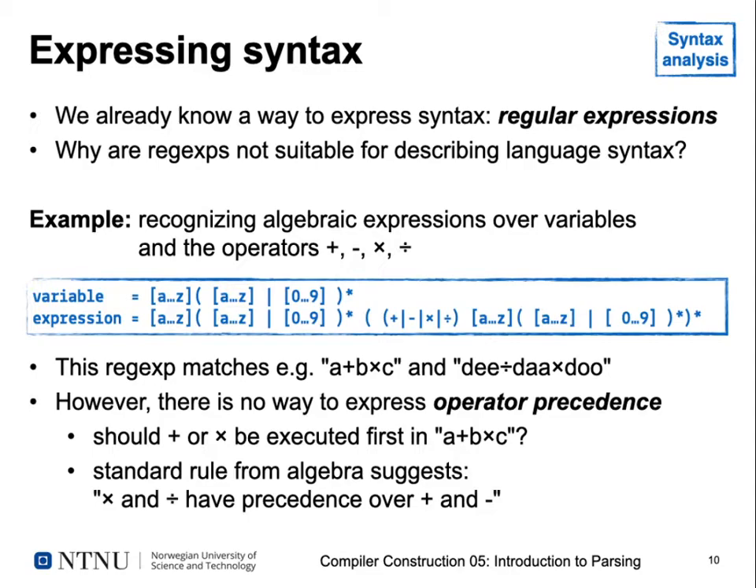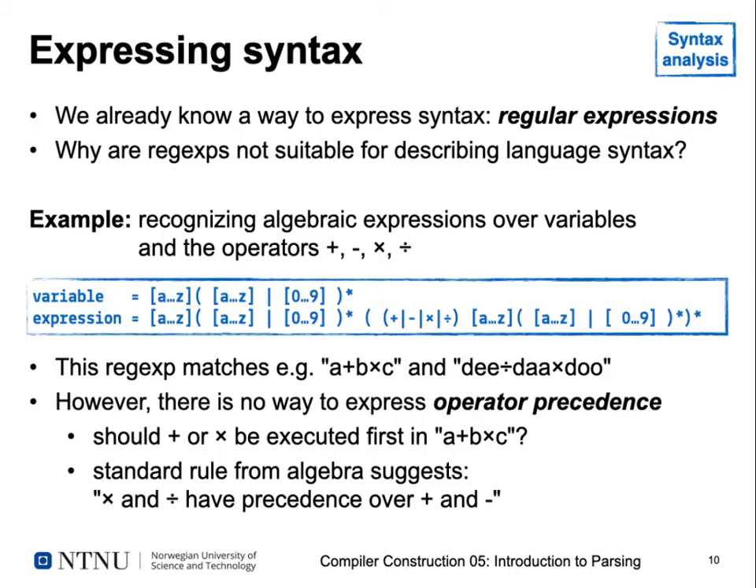To take a look at this, we'll first examine this example here. So let's try to recognize algebraic expressions over variables and the four operators plus, minus, times, and divided. So let's try to write regular expressions for this. A variable is, well, character a to z. Let's just restrict ourselves to lowercase characters here. And then an arbitrary repetition of ASCII characters or digits. Note we write the character sequence here no longer as a-z, but we use a dot dot dot z. This has exactly the same meaning in regular expressions for our course here.